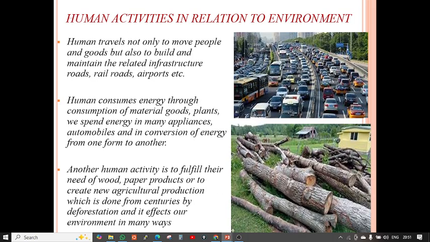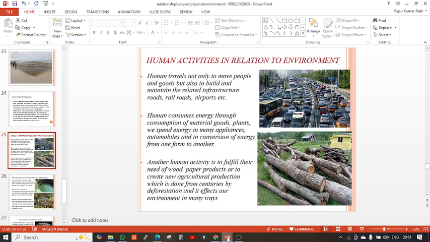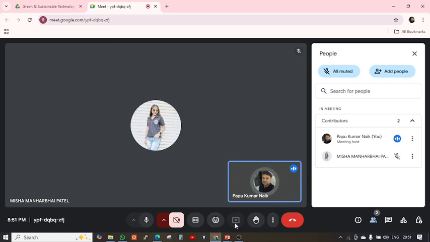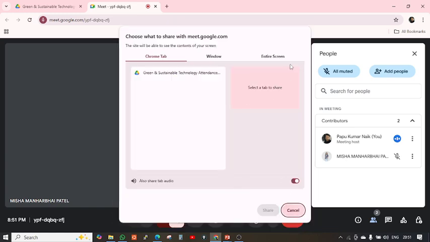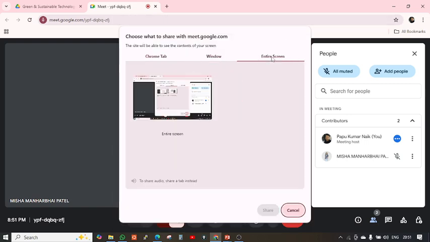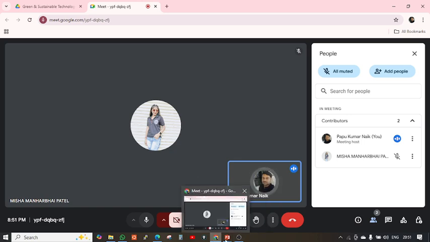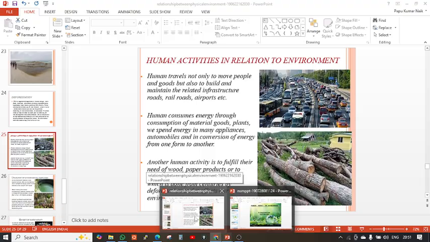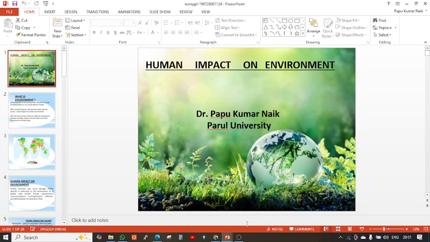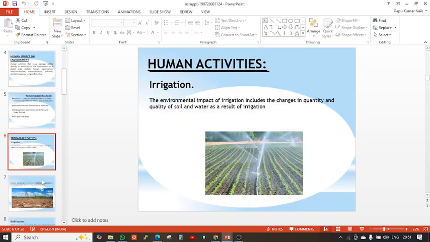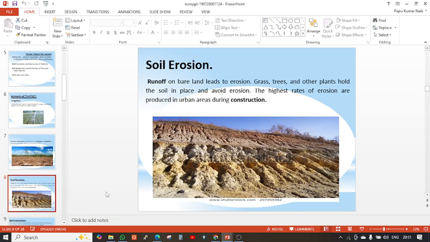What are the effects? Next class we will study the different other types of things. So this is all about today's class, the environment and man relations. Next class we will study different other impacts, what the different impacts may be that are created by activities or other activities.